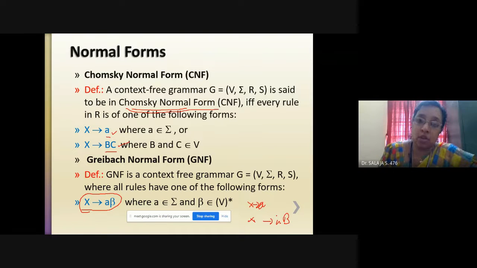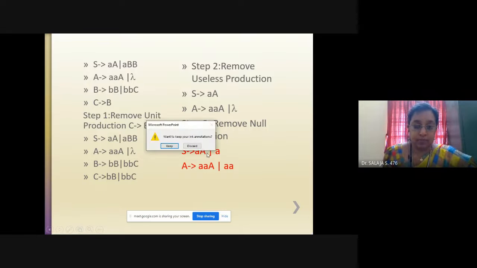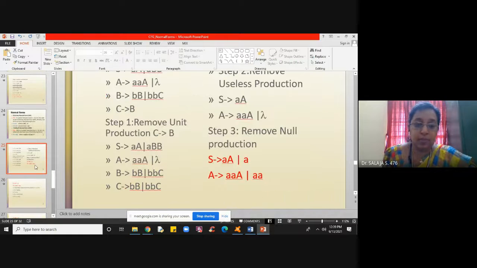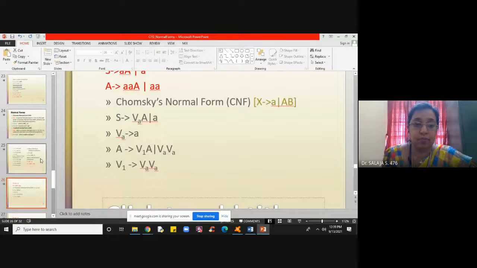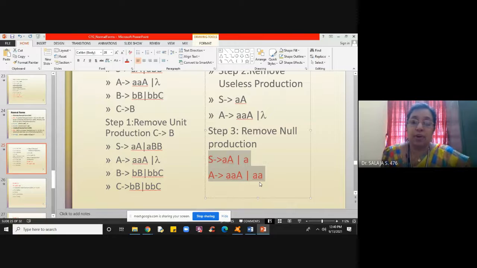Whereas in Chomsky's normal form, you go ahead with X produces A or X produces BC, which has two variables. Now, having done this, we'll take the same example as what we have taken before. So this is the answer of removing the unit production, useless production, and the null production.